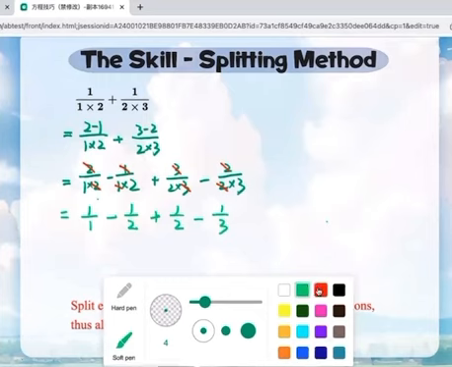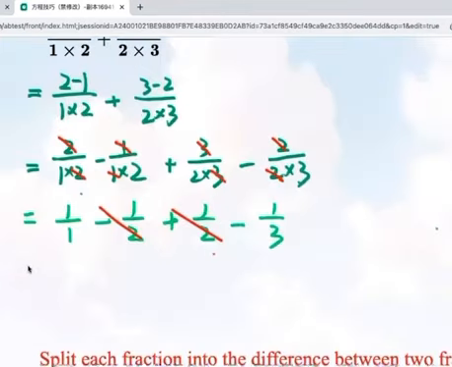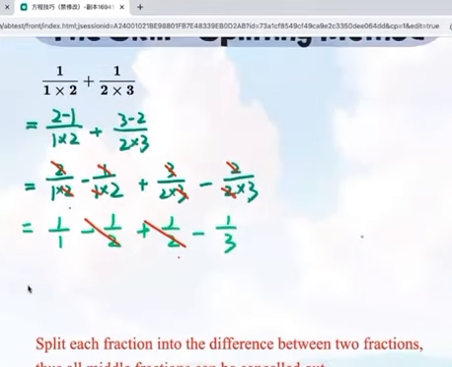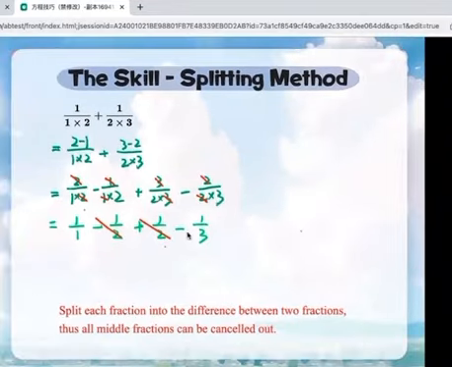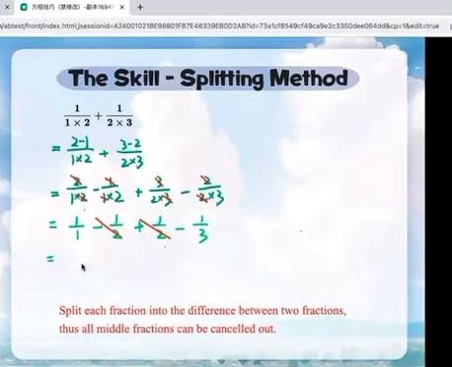And then you see for all the middle fractions, we have minus 1 over 2 and plus 1 over 2. When you subtract a number and add the same number, they are canceled out. So in the end, we just have what is left: 1 over 1 and minus 1 over 3. That's the only two fractions left, right? So we just have 1 minus 1/3, and it is equal to 2 over 3.